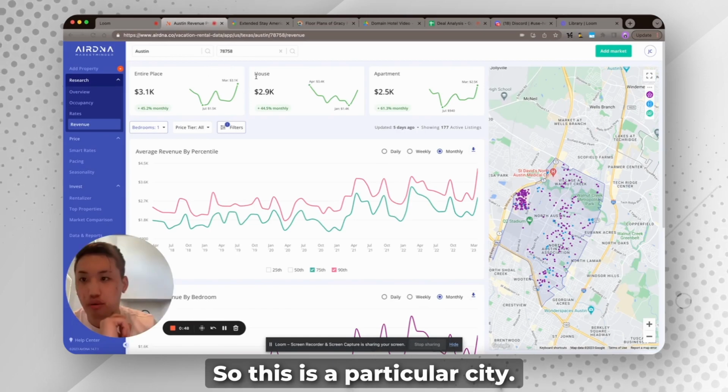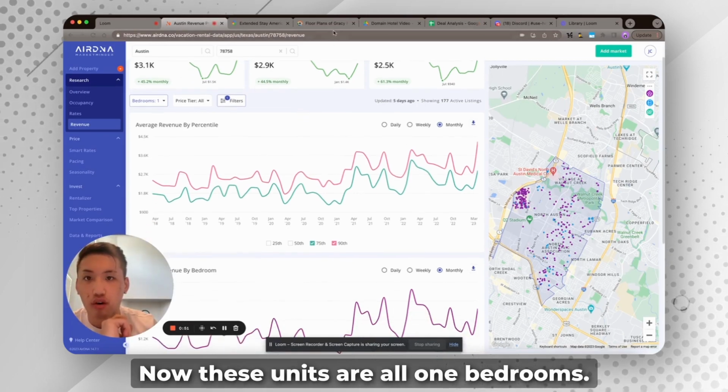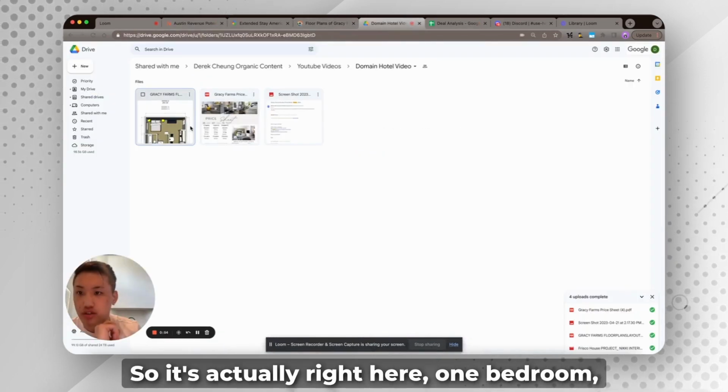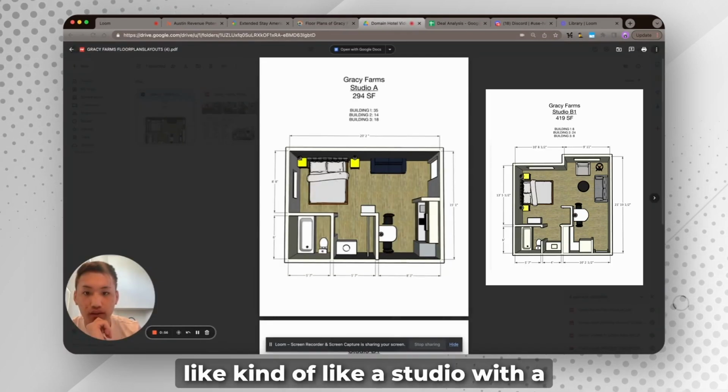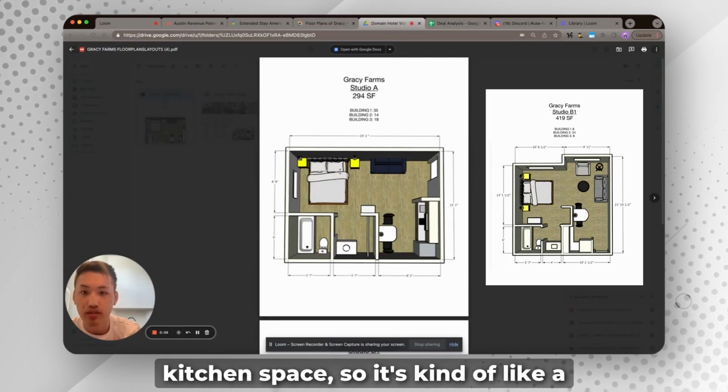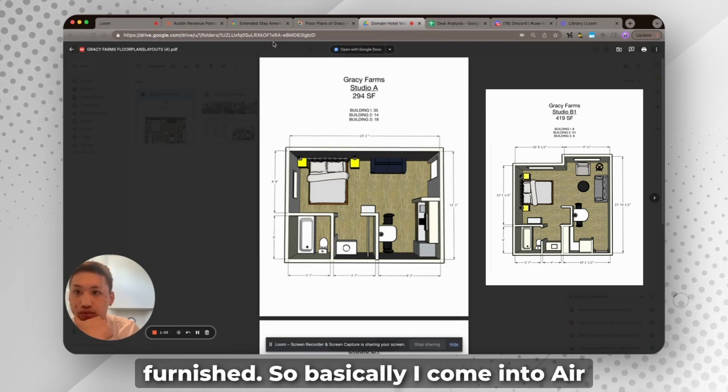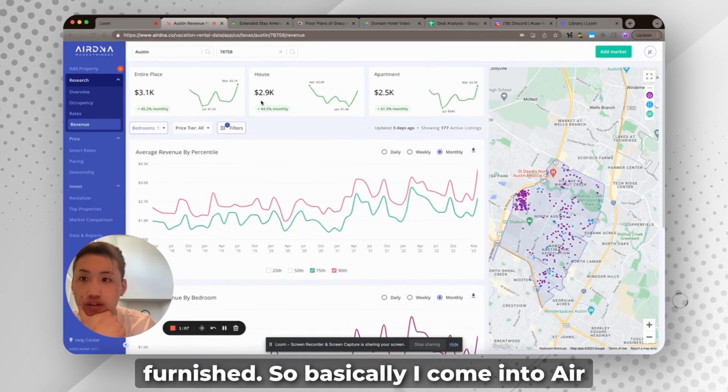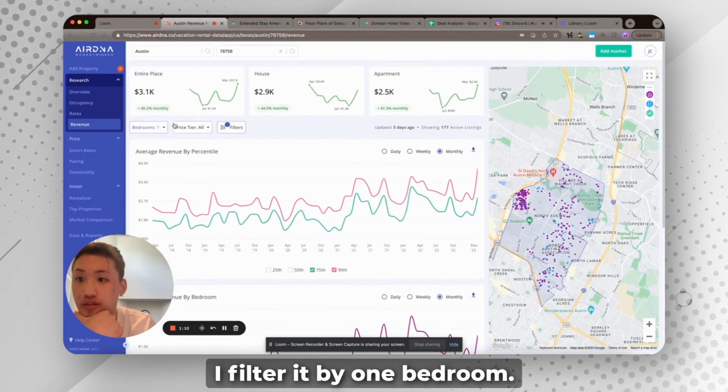So this is a particular city. Now these units are all 1 bedrooms. So it's actually right here, 1 bedroom, kind of like a studio with a kitchen space. So it's kind of like a micro 1 bedroom that's already furnished. So basically I come into Airbnb, I type in the right zip code, and I filter by 1 bedroom.